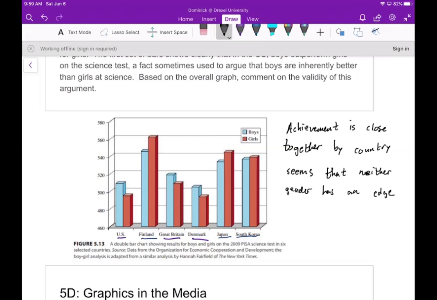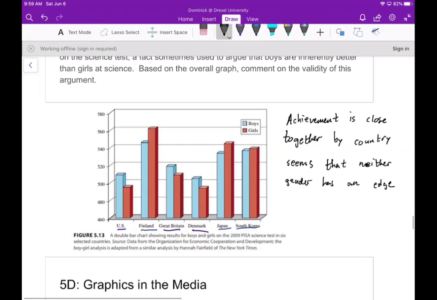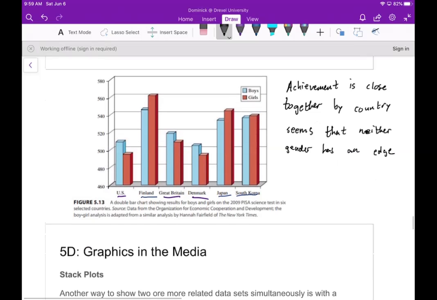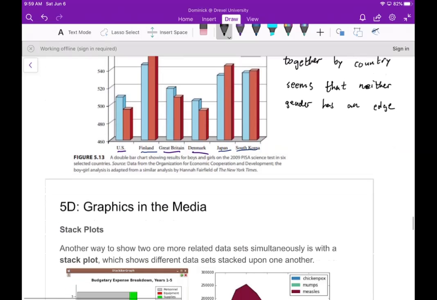Right, because we have 6 countries total, and in 3 the boys perform better and in 3 the girls perform better. So it doesn't seem like there's any sort of edge for either gender there. All right, so that's another example of a multiple bar graph.